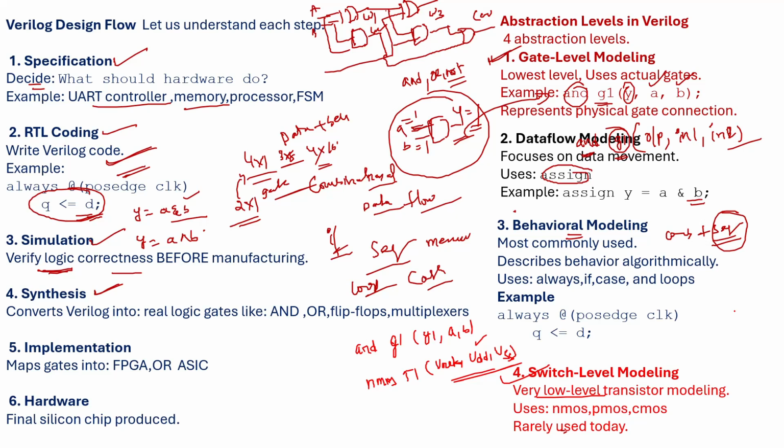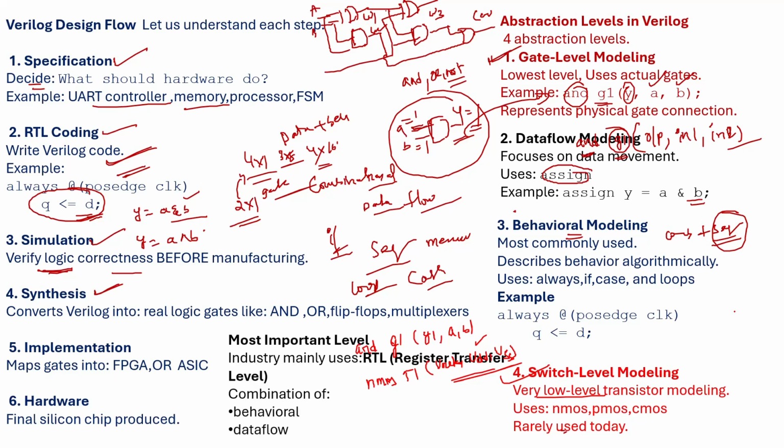For small circuits there is no problem in that, but for large circuits, implementing them with switch level modeling is difficult, right? NMOS and PMOS, yeah. See, at industry level, whatever register transfer level circuit we go for, it is the combination of behavioral and data flow model. So these two are used.